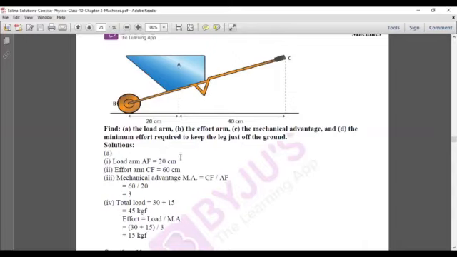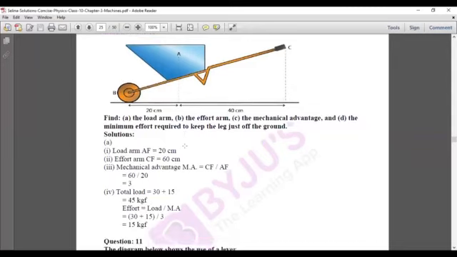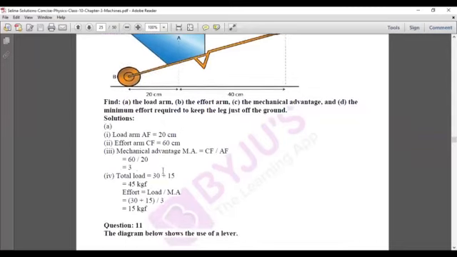The mechanical advantage is CB divided by AB. So that will be how much? 60 divided by 20, mechanical advantage is 3. Now we need to find the total load. Total load is how much? 30 plus 15, that is 45 kgf.